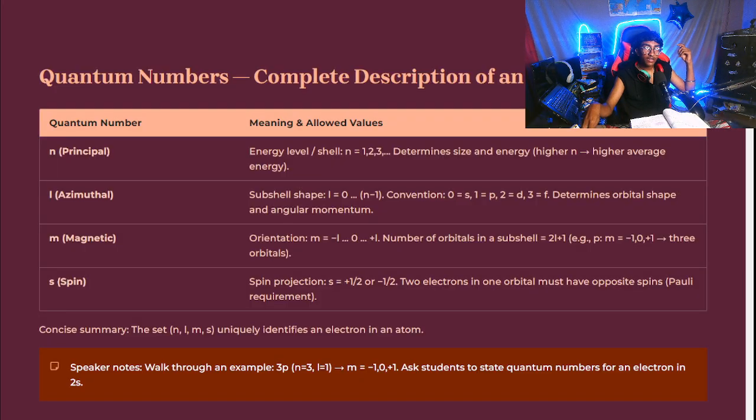The possible values of n are positive whole numbers. So 1, 2, 3 and 4 basically. I don't think we are going to be needing anything more than that. So let's just go for that.